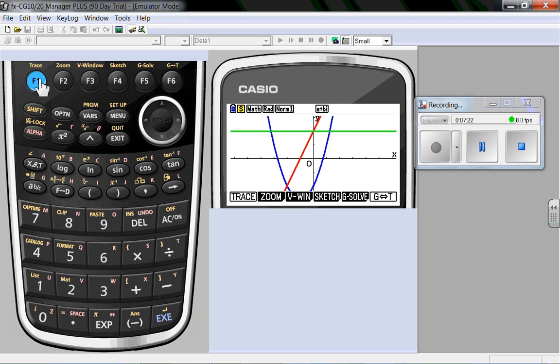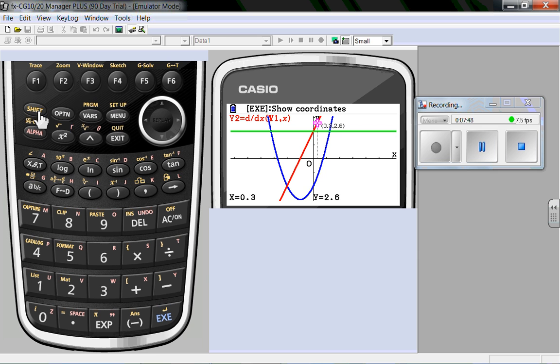Now when I trace, I'm going to hop between points. Each one of those is the derivative evaluated. So the derivative at that point, the slope of the tangent line at that point, it's calculated. It's 0.3.